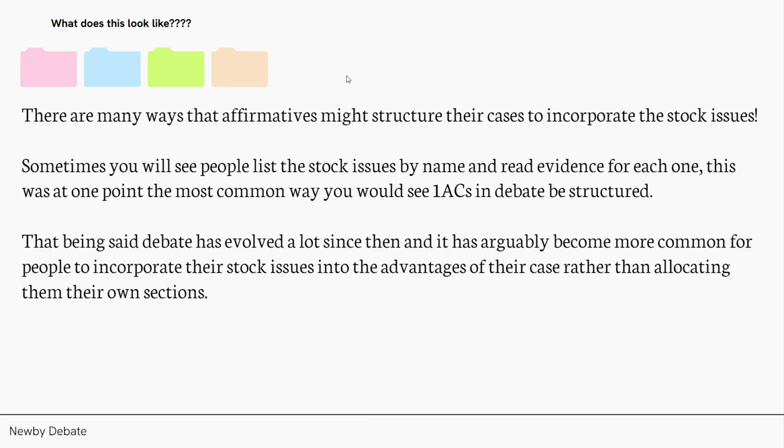They'll be like, observation 1 is inherency, and then they'll read a card or a piece of evidence that says the AF plan hasn't happened yet. And then they'll say harms, and they'll identify harms. Plan, they'll read the plan. Solvency. But that being said, debate has evolved a lot since then, and so there's a lot of people that will just incorporate the stock issues into their advantages rather than allocating them their own sections.